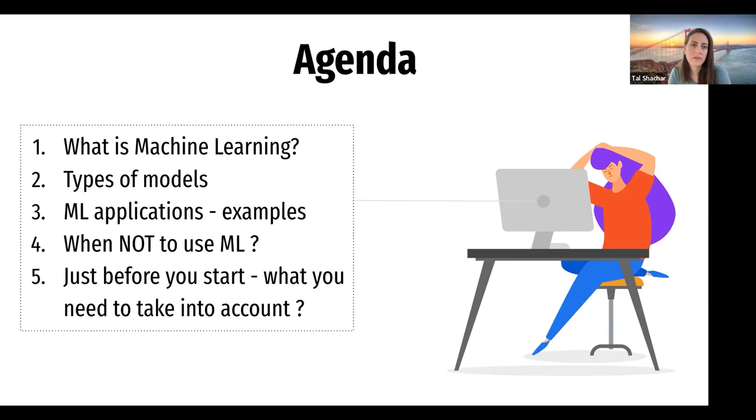What are we going to talk about today? First, we're going to discuss what is machine learning? What are the different types of models to work with? Afterwards, once we understand the overview of machine learning, we can deep dive into some real-world machine learning applications. We will also discuss when not to use machine learning and what is it that we need to take into account when working with machine learning in terms of resources and other aspects.